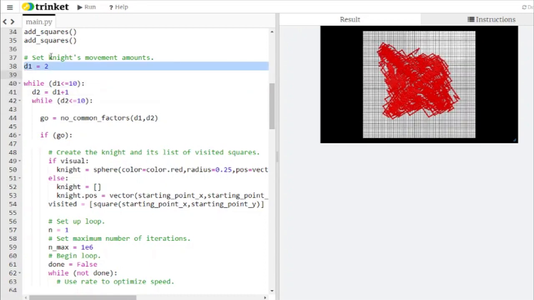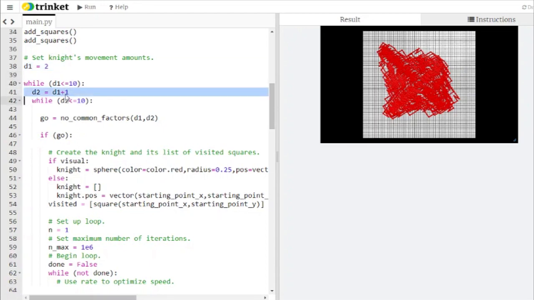So D1 is going to start out at 2. It'll increase by 1 each time. And then D2 will start out 1 greater than D1, because there's no point in having them be equal to each other. And then that'll increase above D1 by one step each time. And you can see over here, we're already getting a little bit different shape than we had before, because this is the 2-3 case where the knight can move two steps in one direction and three steps in the other direction.